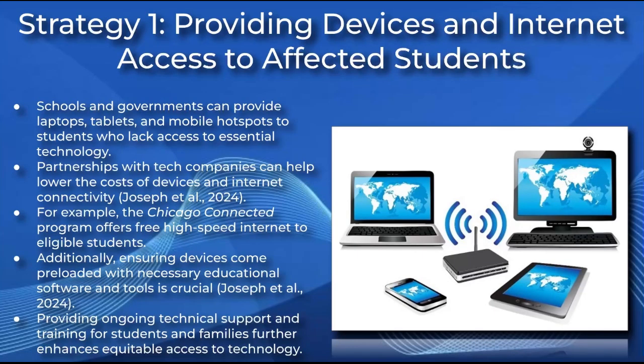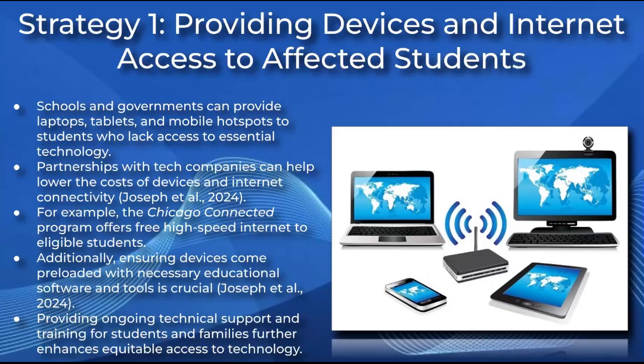Our first strategy to helping mitigate this issue for P through 12 learners is providing devices and internet access to the affected students. Schools and governments can distribute laptops, tablets, and mobile hotspots to students lacking access. According to the article we cited from Joseph, schools and governments can provide laptops, tablets, and mobile hotspots to students who lack access to essential technology.